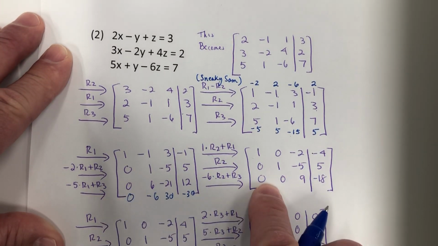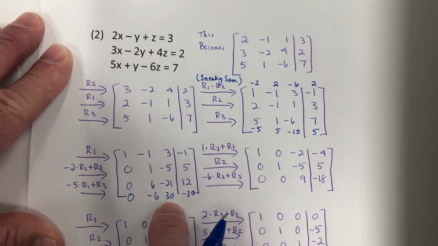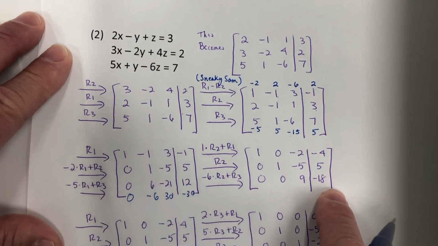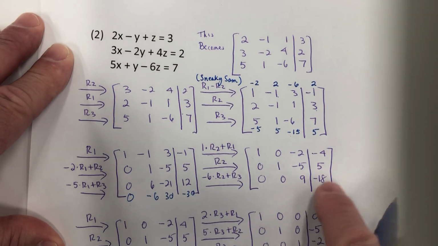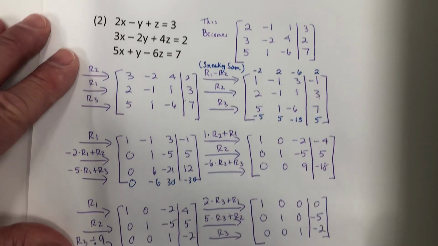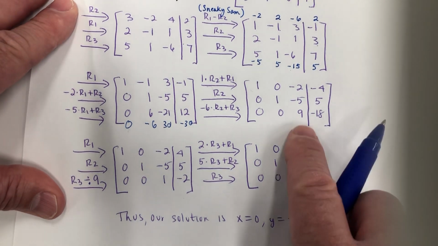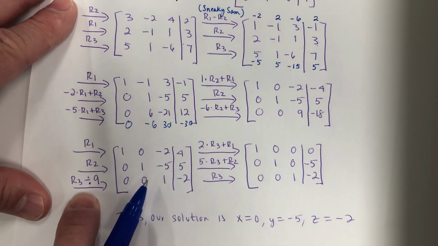0 plus 0 is 0. 6 plus negative 6 is 0. Negative 21 plus 30 is 9. And 12 minus 30 is negative 18. So we have the first column like we want it. We have the second column like we want it. We're moving to the third column. Okay? So to get the third column like we want it, we first of all have to turn this 9 into a 1. And we've got very little choice at this point, but just to divide row 3 by 9.